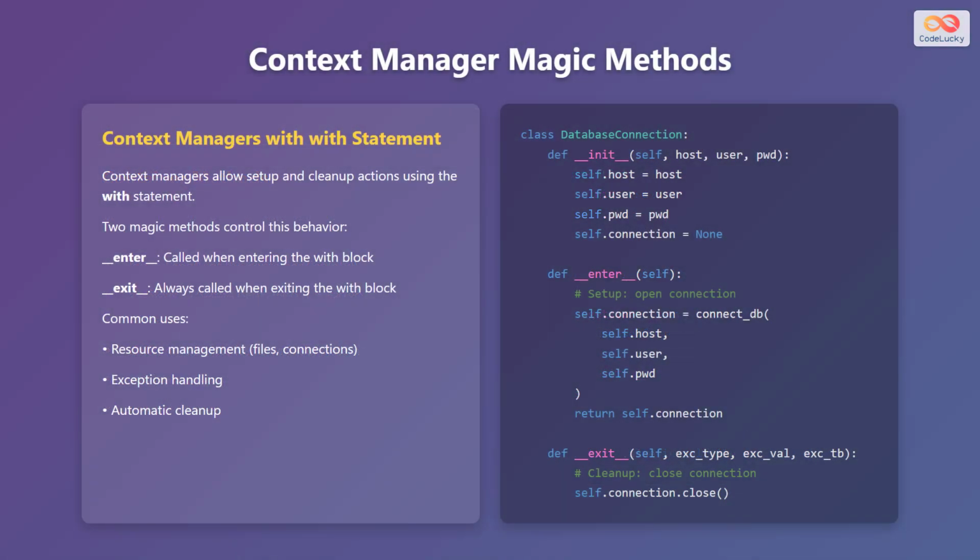Context managers in Python use the with statement to automate setup and cleanup actions. They're controlled by two magic methods. The enter method, that is __enter__, which is called when entering the with block, and the exit method, that is __exit__, which is always called when exiting the with block, whether an exception occurs or not. Common uses of context managers include resource management, like dealing with files or database connections, exception handling, and ensuring automatic cleanup.